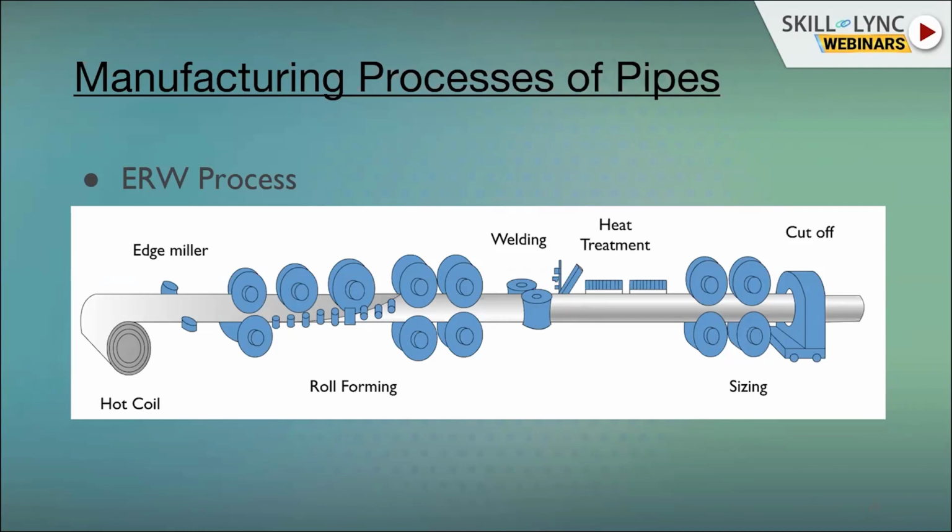After that, welding will be done. After welding, heat treatment. After that, sizing will be done, sizing will be calculated: outside diameter, inside diameter, how the welding is done. Visual inspection is done, then it is cut into a particular length which is desired by the purchaser. Okay, next slide, please.